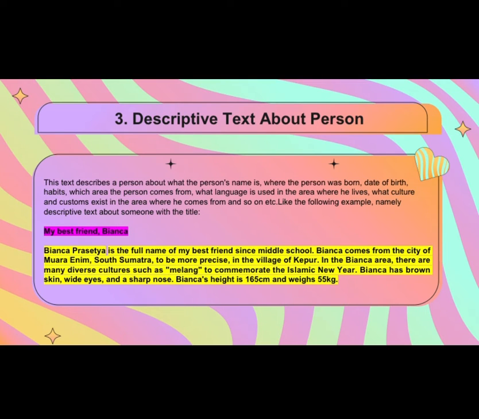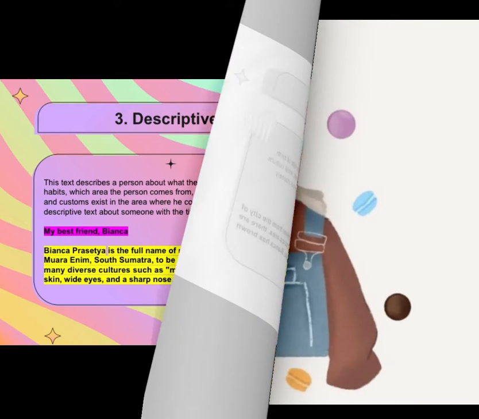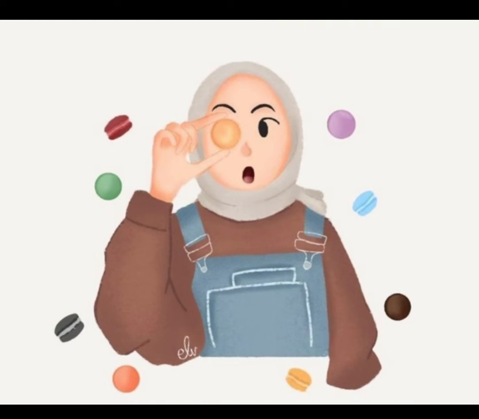This text describes a person about what the person's name is, where the person was born, date of birth, habits, where the person comes from, what language is used in the area where he or she lives, what culture and customs exist in the area where he or she comes from, and so on. Like the following example, namely descriptive text about someone with the title My Best Friend Bianca. Bianca Prasetya is the full name of my best friend since middle school.